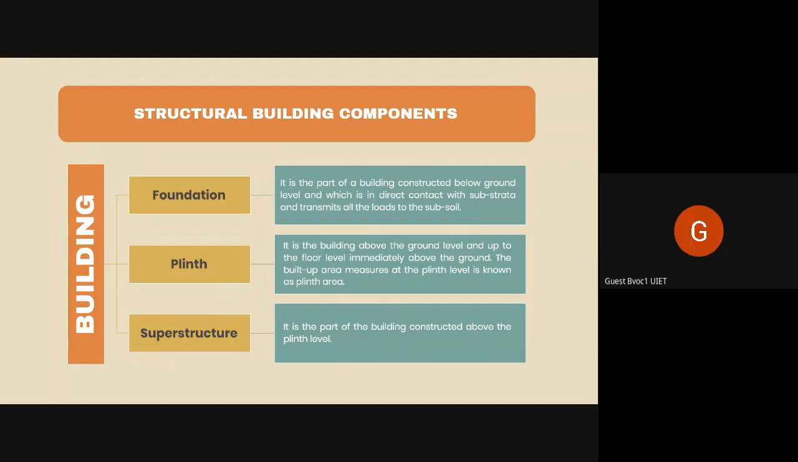So any building, be it a skyscraper or a small scale building, they will have a foundation, then a plinth on top of it, and rest of the building above the plinth is called the superstructure. Read this once and tell me if you have any doubts. If any word or if there's any term that you do not understand, let me know.